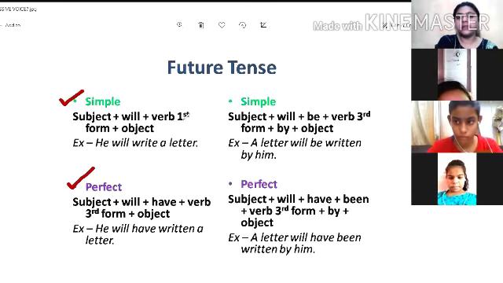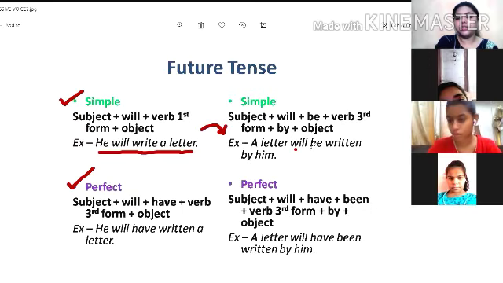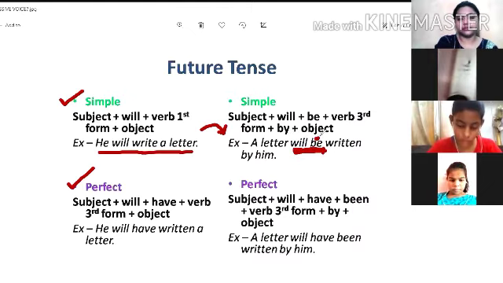Subject, will, verb first form, and object. He will write a letter. It changes into a letter will be written by him. Here we use be. It is a little different from the rest of the things which we have done so far. Be is required over here.